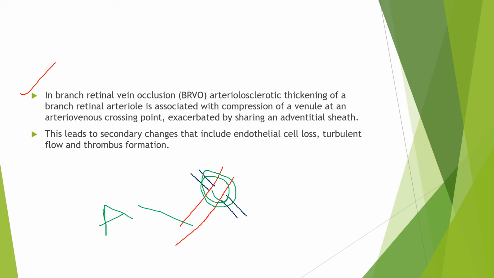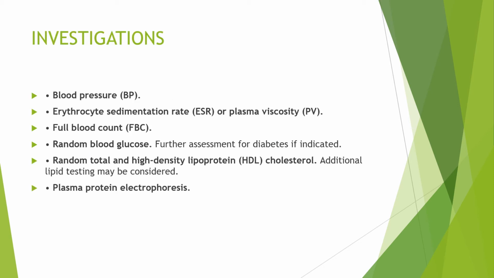Now this compression of the venule leads to secondary changes, which include the loss of the endothelial cells, turbulent flow and thrombus formation. That is like what we learned about Virchow's triad.